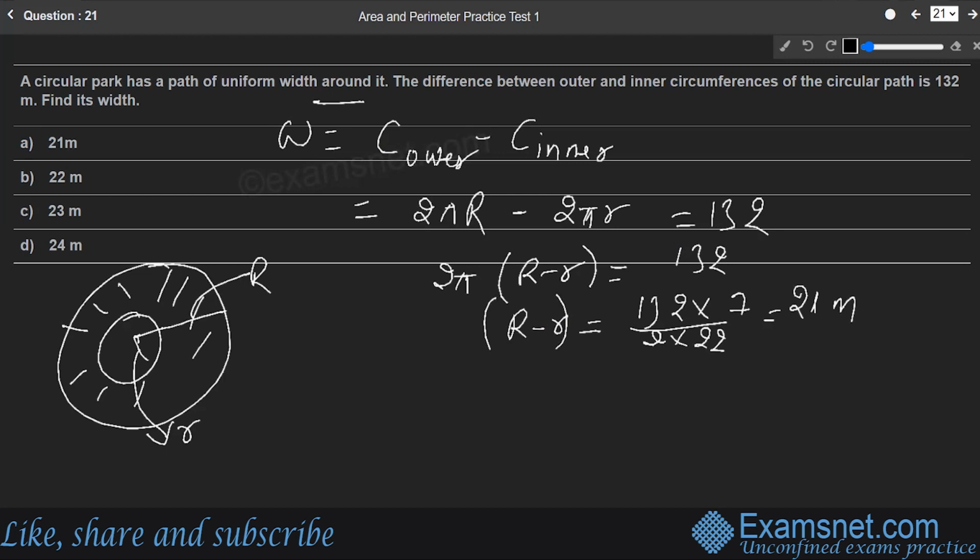That's what they had asked: what is the width of the circular path? Rather, find its width. So the width of the circular path has come out to be 21 meter, and that is the final answer. It is available in option number A.